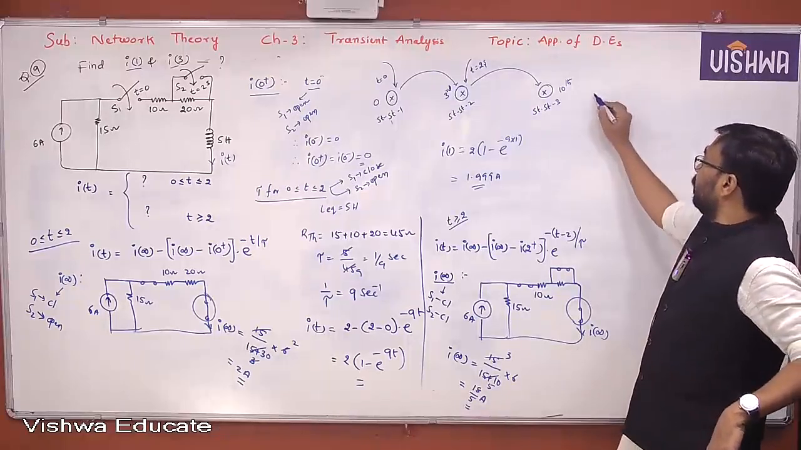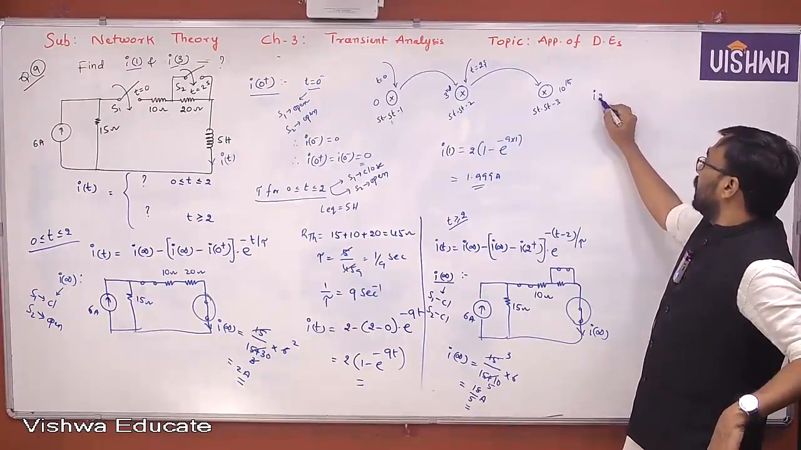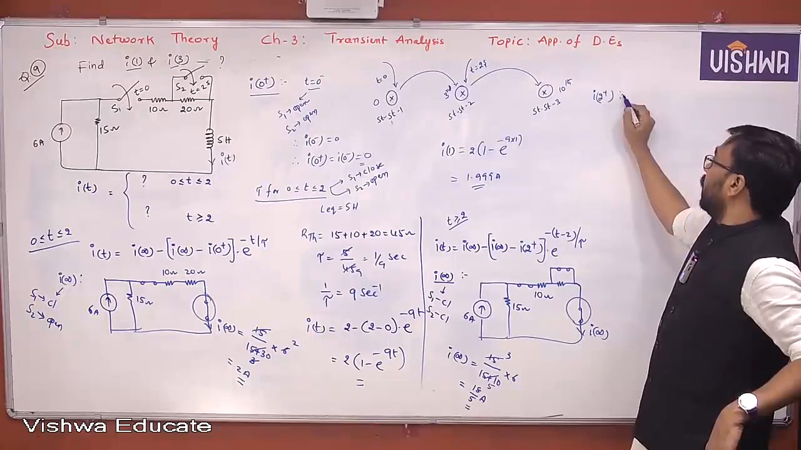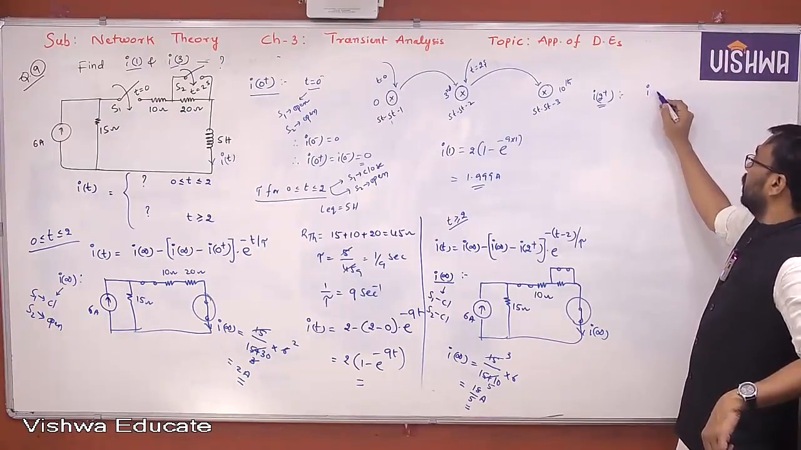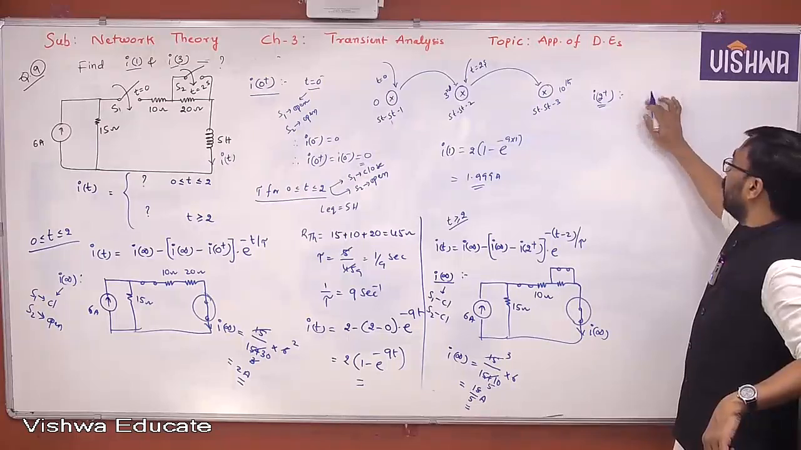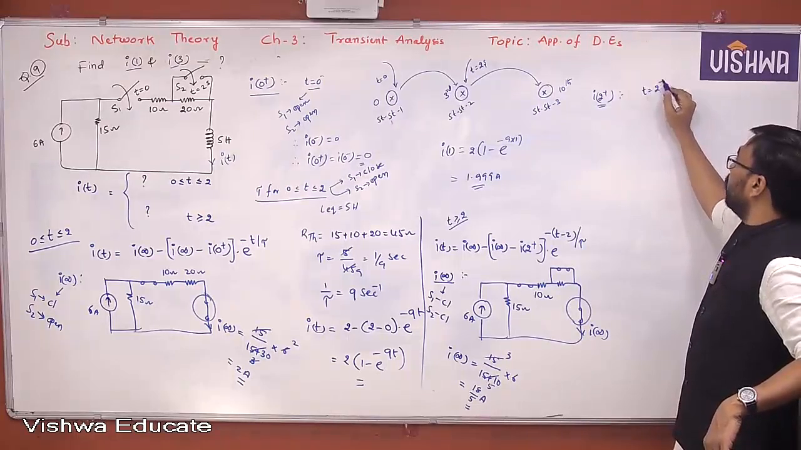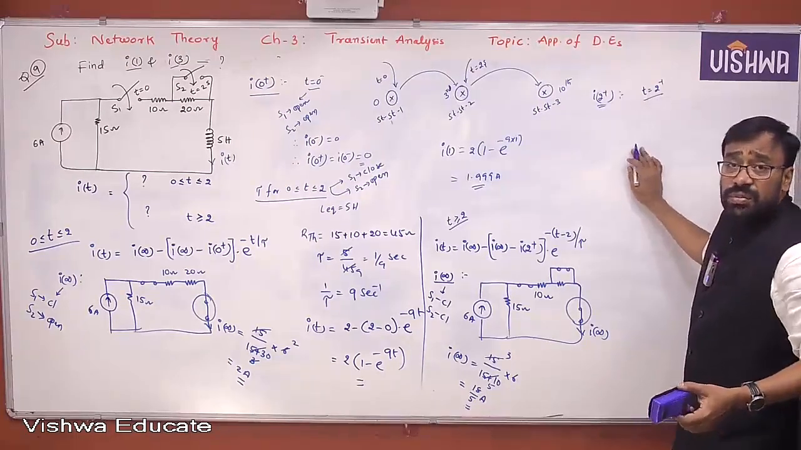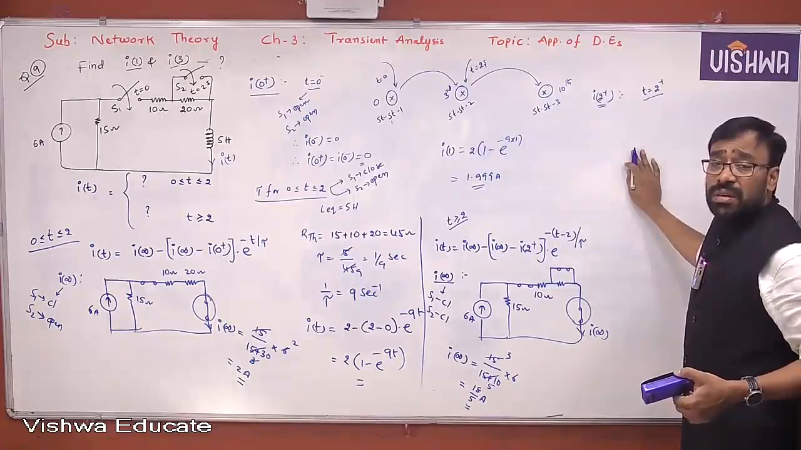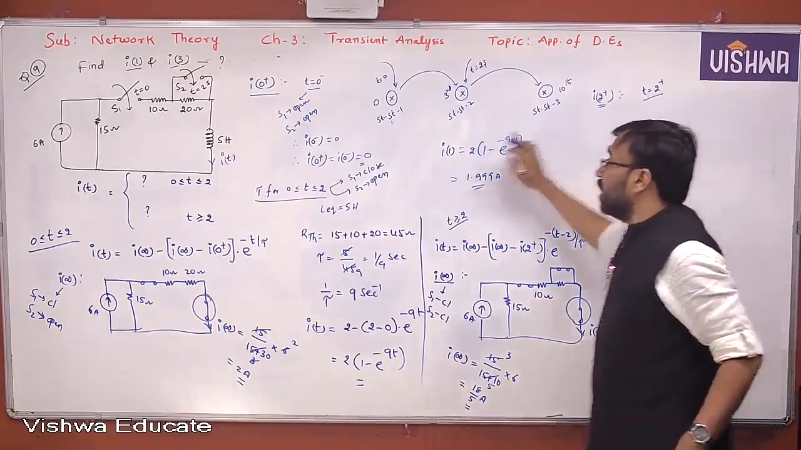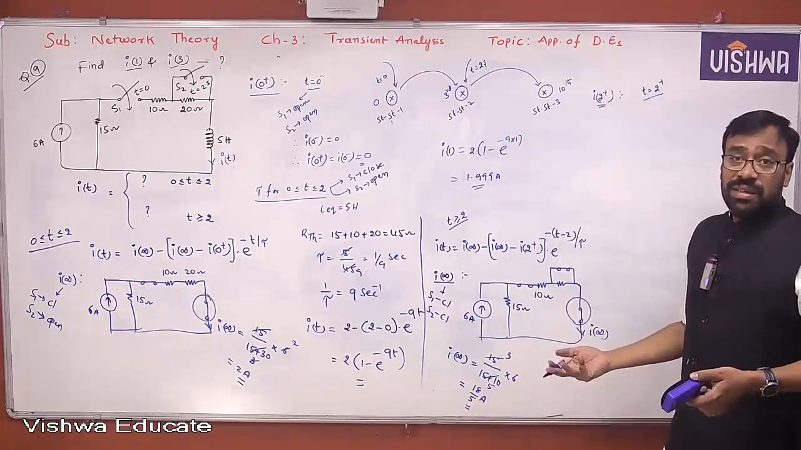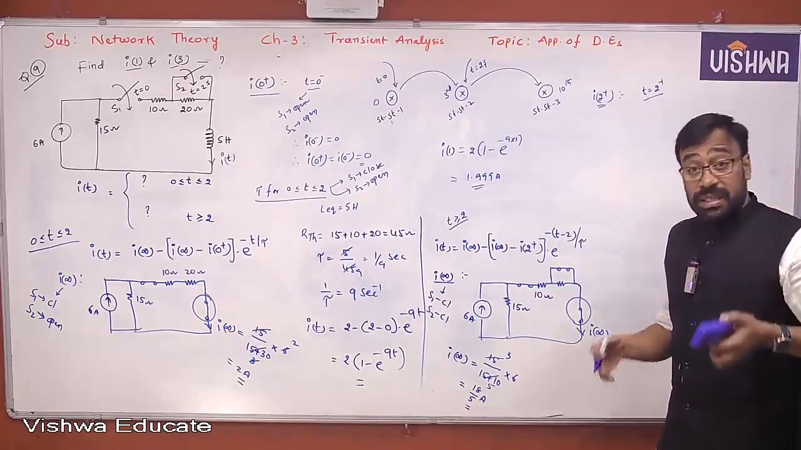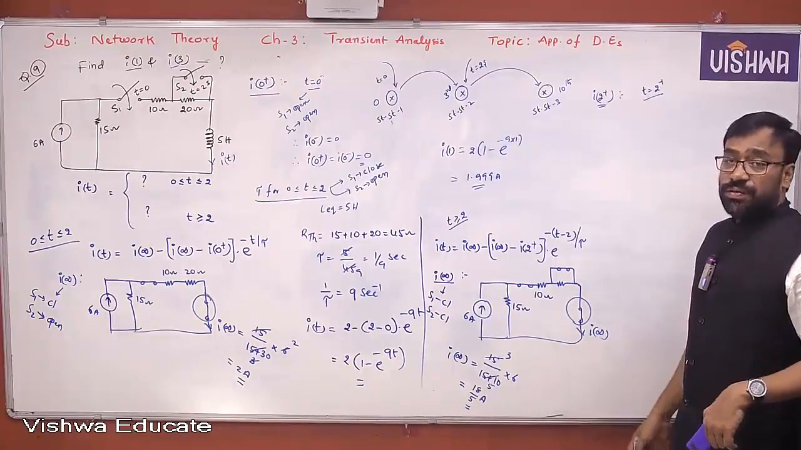What about I of 2 plus? To find that you require the t equal to 2 minus equivalent circuit. What is this I? I is the current through the inductor. Therefore, I of 2 plus is nothing but I of 2 minus. I of 0 plus is equal to I of 0 minus. Similarly, I of 2 plus is equal to I of 2 minus.